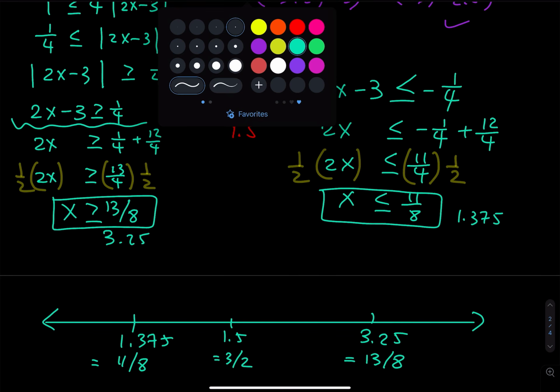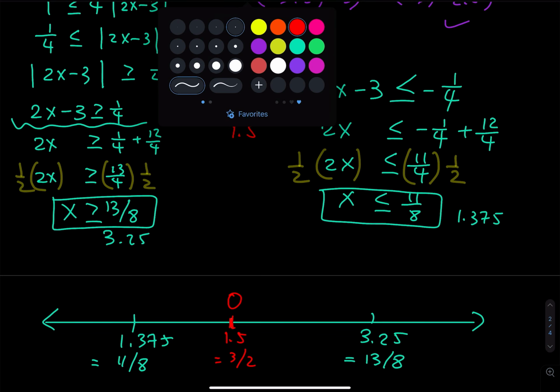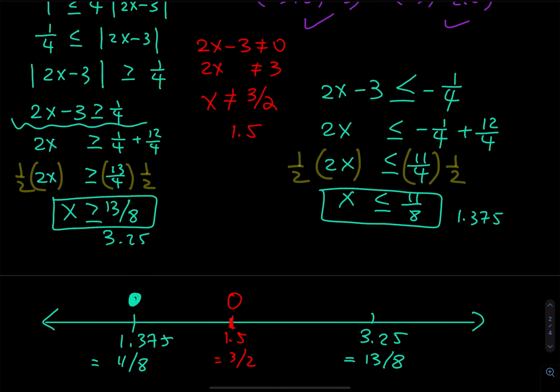So x cannot be equal to this. You know what? I should put that in red. So this is 1.5 equals 3 over 2. And put this mark in red. Okay, so x must be less than or equal to 1.375. So less than or equal to, you go to this side, and then greater than 3.25, which is right over here. And as you can see, in this solution set, the restriction doesn't affect anything.